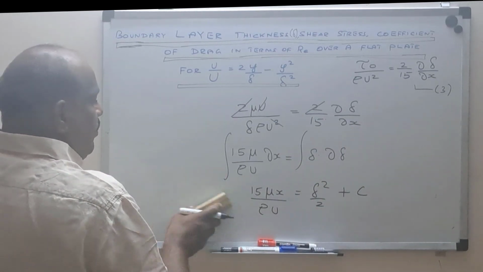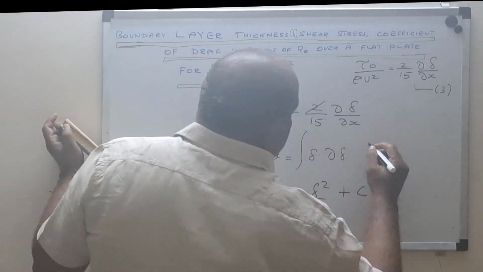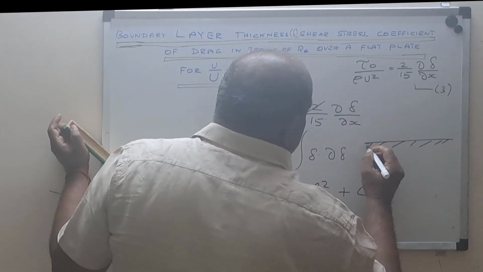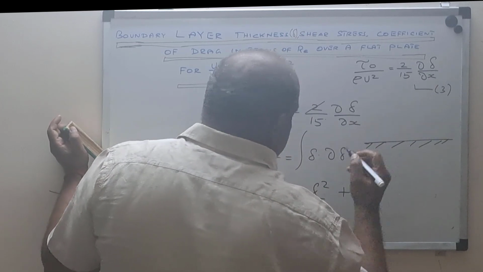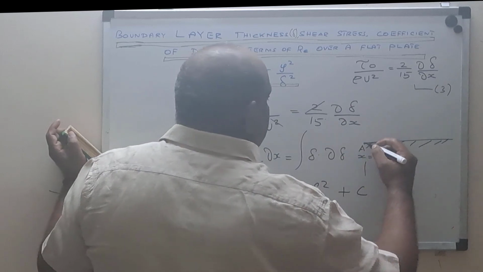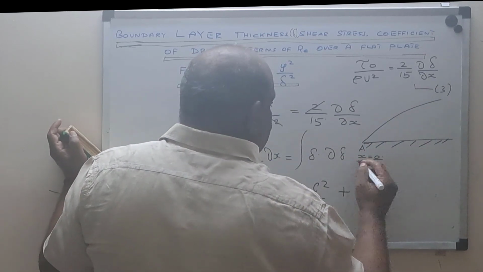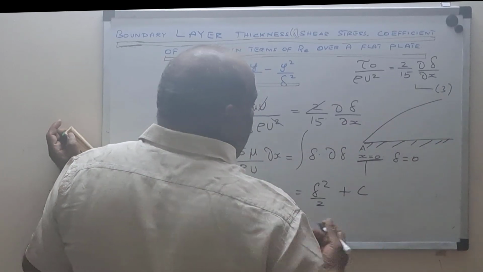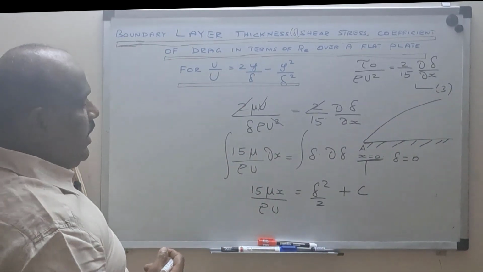Now let us try to find the value of c. It is the flat plate. When the flat plate is there, at this point x equal to 0, isn't it? At the beginning point, at the leading edge, let us call this leading edge A. Now this is the boundary layer growth. At x equal to 0, what will be our delta? Delta will also be equal to 0 because there is no boundary layer formation. So at x equal to 0, delta equal to 0.